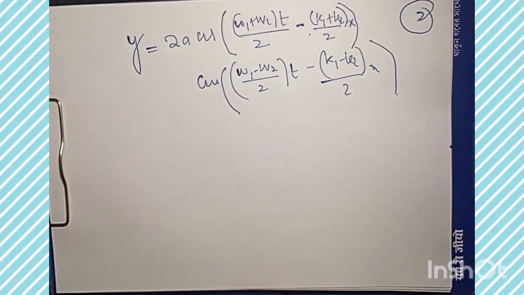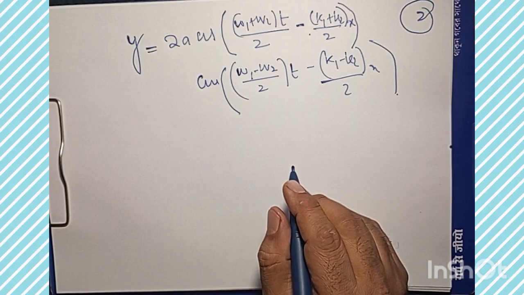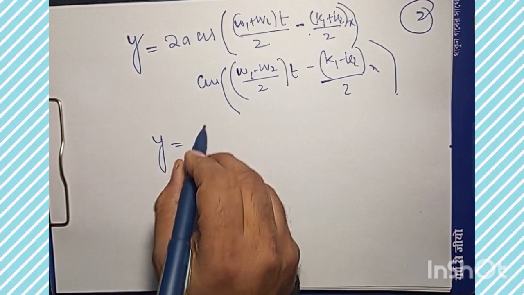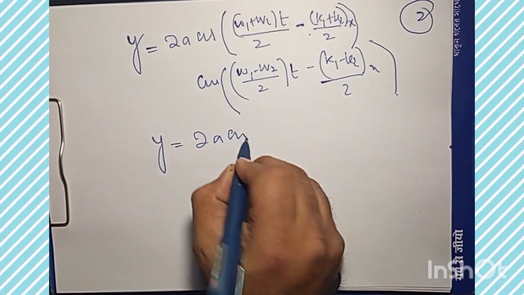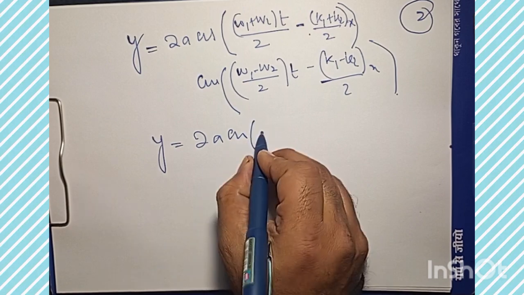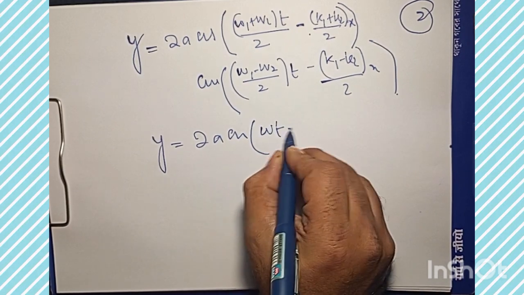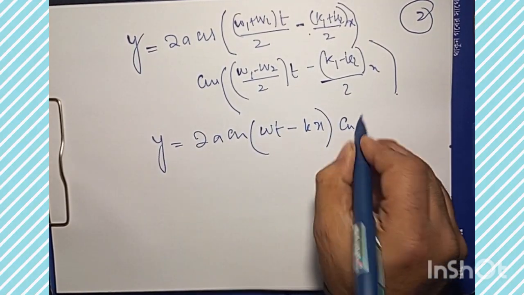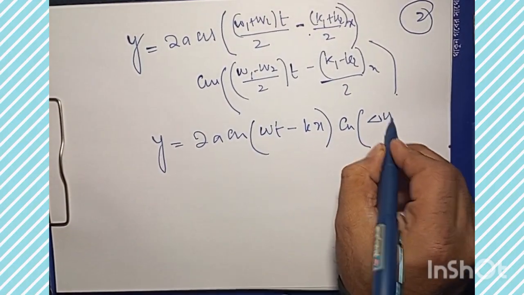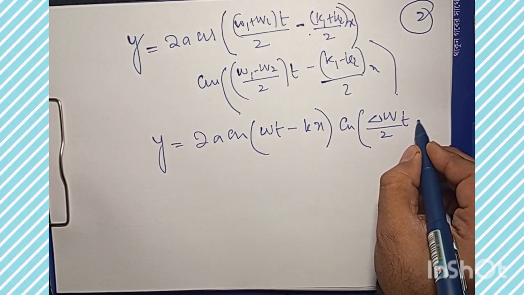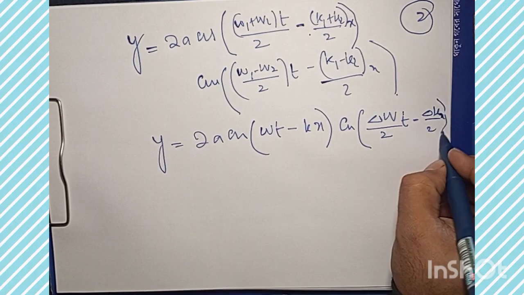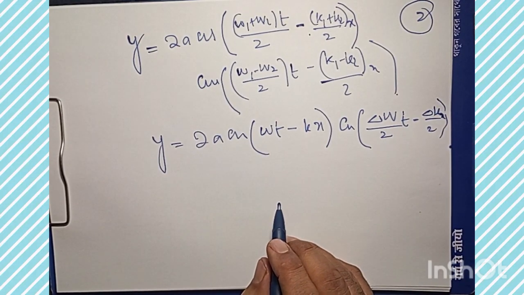So this will be the result that we will get by making use of the formula, that's cos p plus cos q. Now if I write down this equation in a very short form, this will be 2a cos, and here I will use omega t minus kx, and here I will use cos del omega by 2t minus del k by 2x. Okay, I can write like this.